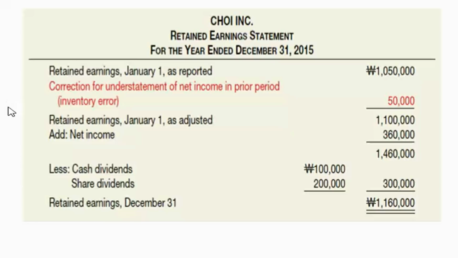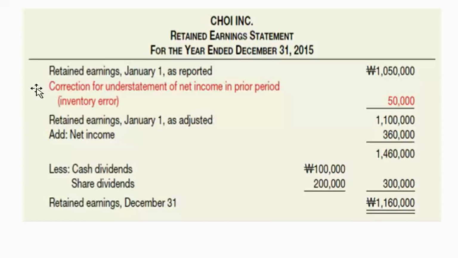This is an example of a statement of retained earnings. I start with retained earnings at January 1 as reported. Then I make corrections and any adjustments for the prior period adjustments. For example, here we have a correction for understatement of net income in a prior period. In a previous period I understated the net income, so I have to add this understatement.